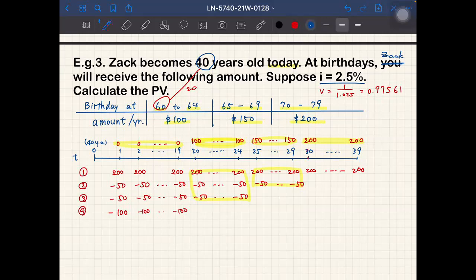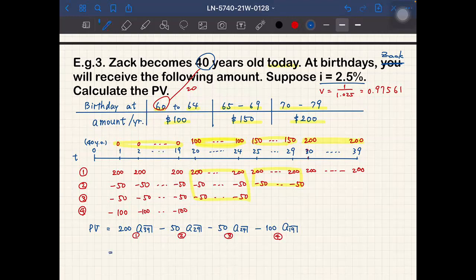And the present value is the summation of these 4. The first one is 200 times a angle 39. The second one is negative 50 times a angle 29. The third one is negative 50 times a angle 24. And the last one is negative 100 times a angle 19. So these are the 4 series of payments: the first, second, third and fourth.